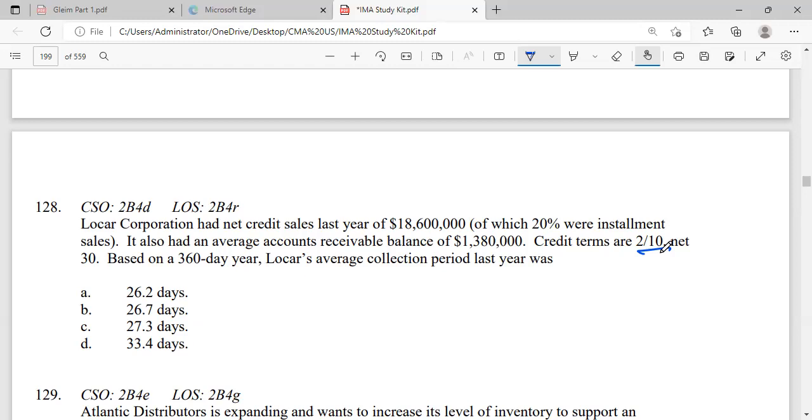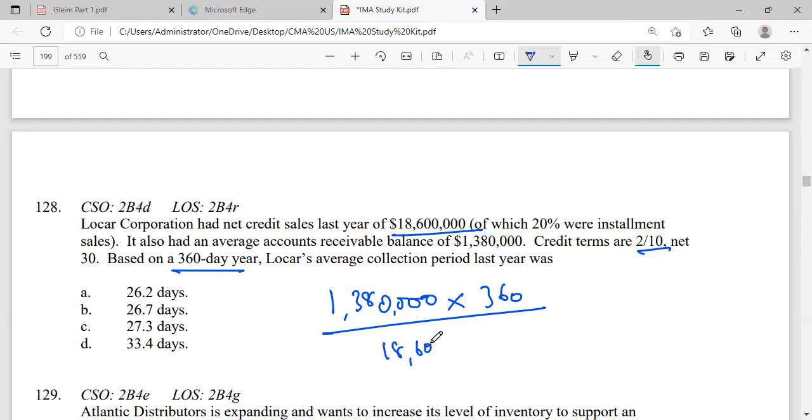Now remember this. Receivables into annual days divided by credit sales. How much are you having in receivables? 1.38 million. Okay, 1.38 million multiplied by annual days. See, saying 360 days a year, just take it as an example. Into 360. And then you have to divide it by your net credit sales, which is 18,600,000, 18.6 million. Now, if I just do this particular calculation, I will get the number of days, the average collection period.